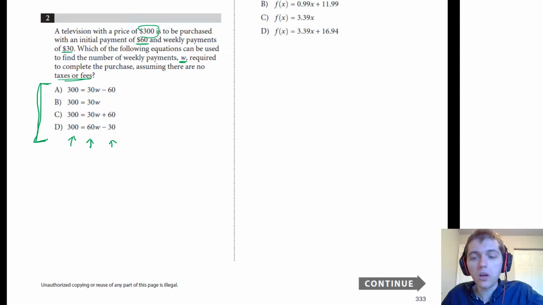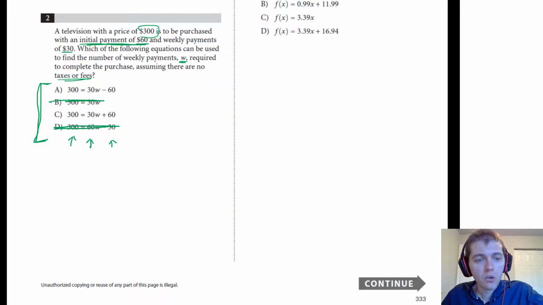You can take a look, what is our initial condition? Our intercept, go back to the initial problem, initial payment of $60. So you know that 60 is going to have to show up in the final equation. It's what you started your payback with before even worrying about W weeks. It's the initial payment. So you know 60 will have to show up in the final solution. So B can be eliminated, D can be eliminated.